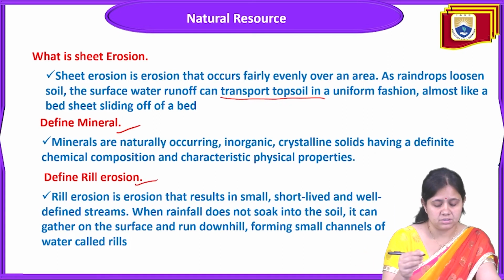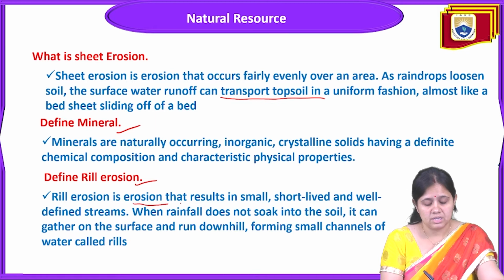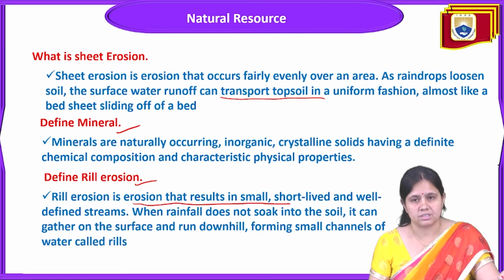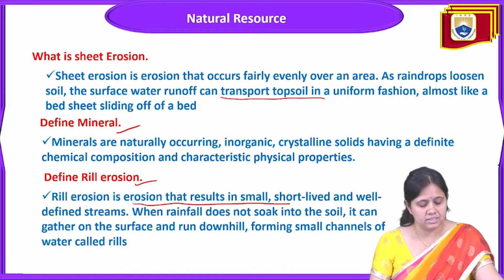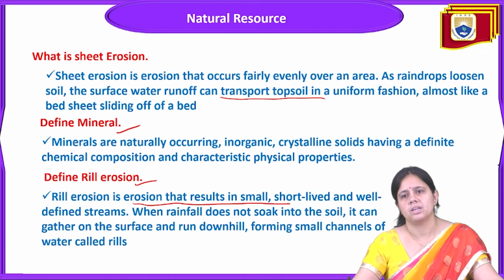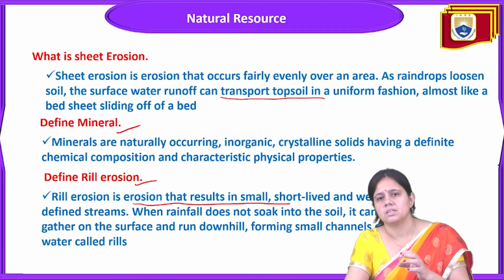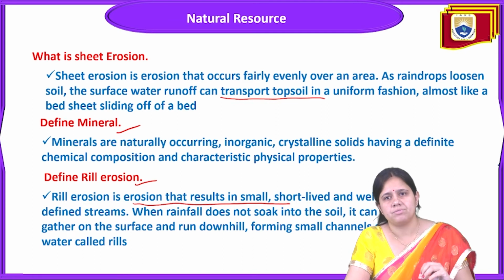Define the term rill erosion. Rill erosion is erosion that results in a small, short-lived and well-defined stream. When rainfall does not soak into the soil, it can gather on the surface and run downhill, forming a small channel of water called a rill. Rill erosion is a type of soil erosion.